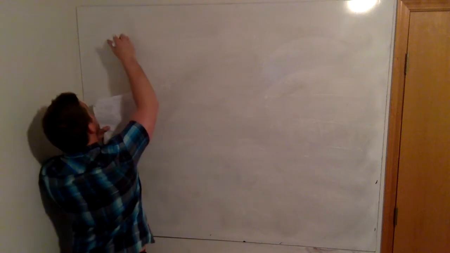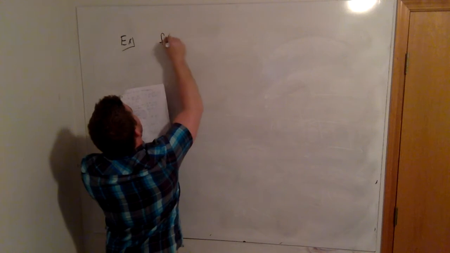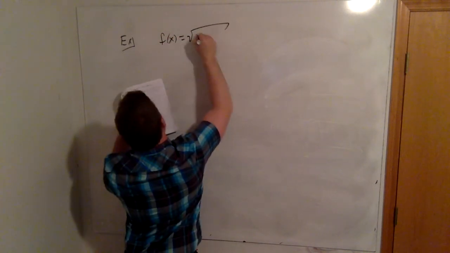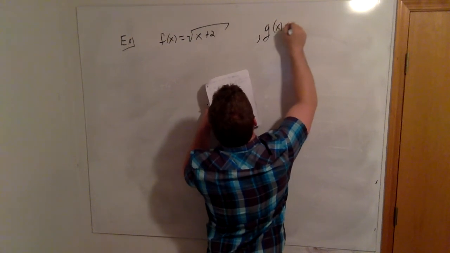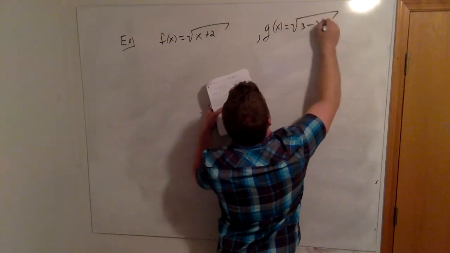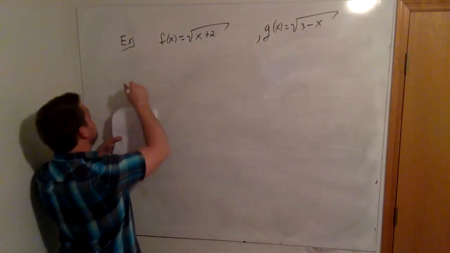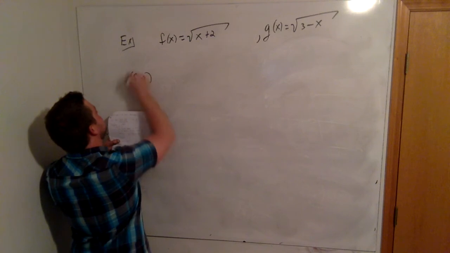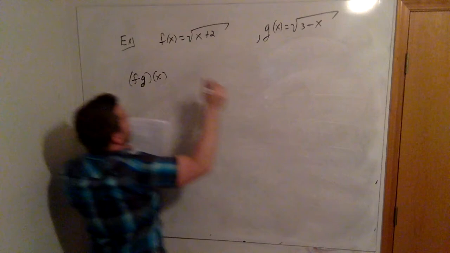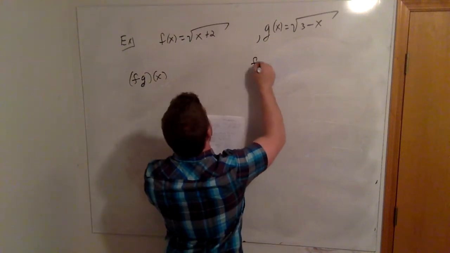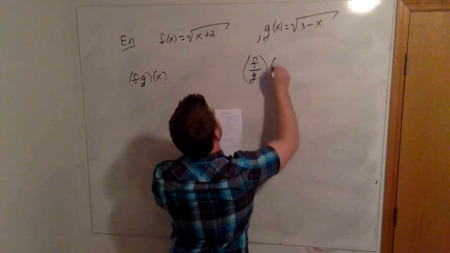Let's say we have f of x is equal to the square root of x plus 2, and we have that g of x is equal to the square root of 3 minus x. And let's compute f minus g of x and state its domain. And let's also compute, how about, f divided by g of x and state its domain.